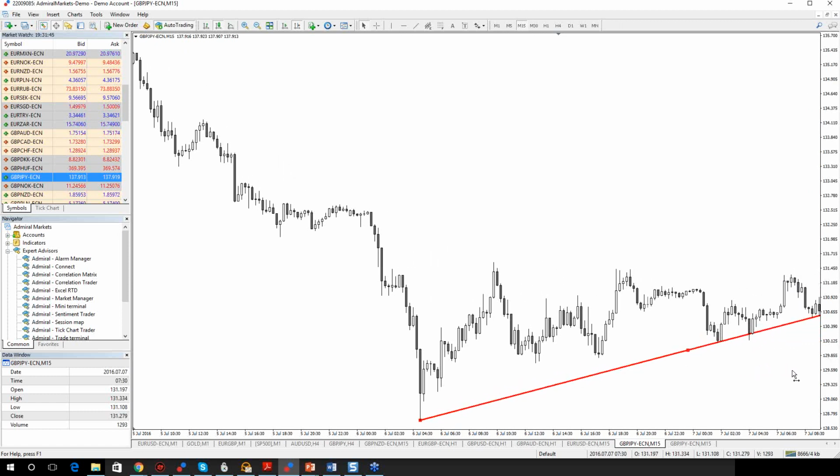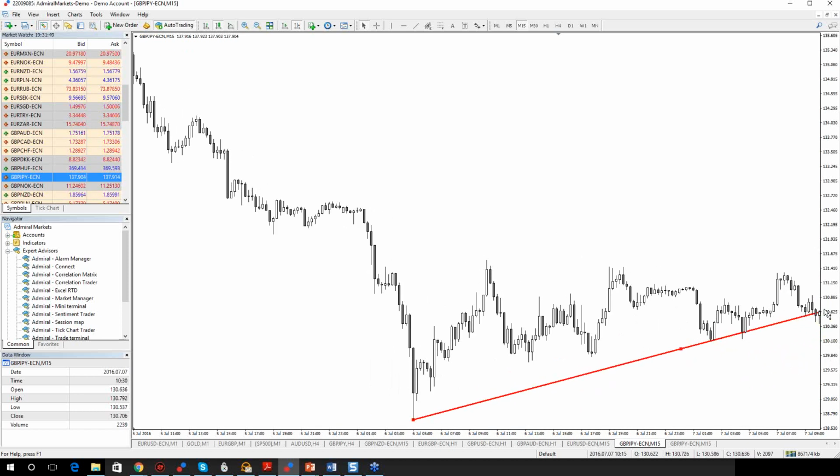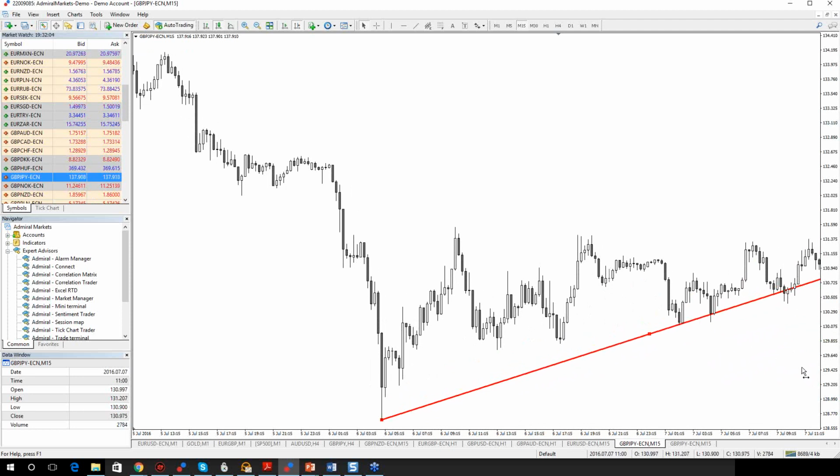Here we see a breakout to the downside. But you don't know if it's a false breakout or not. The best is to wait. And if the price pops back up through the trend line with a bullish pattern, that indicates this was a false breakout and the price will continue. Watch this.